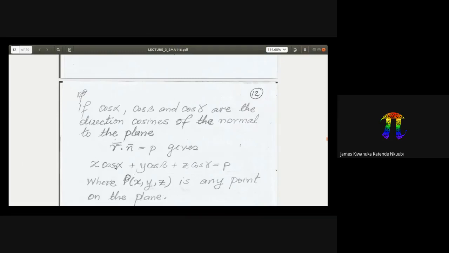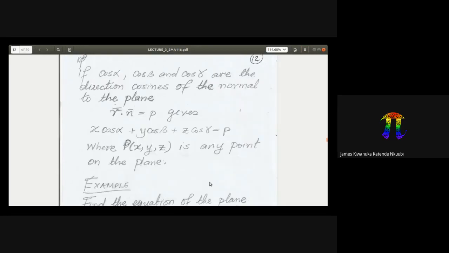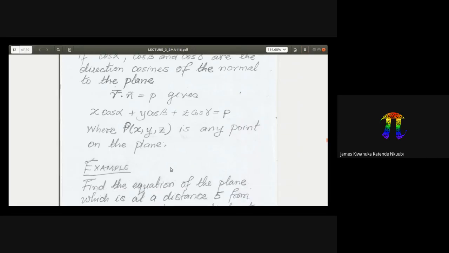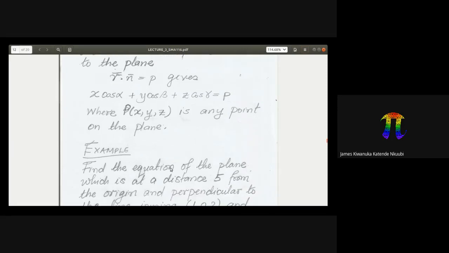This works if you know the angles. If you don't know the angles, then you can't use this form. But this is what we call the normal form. So another way to write this is to replace cos alpha. What is cos alpha? X over R. Yes, we shall see how to do that in a short while. So let's apply this to an example.